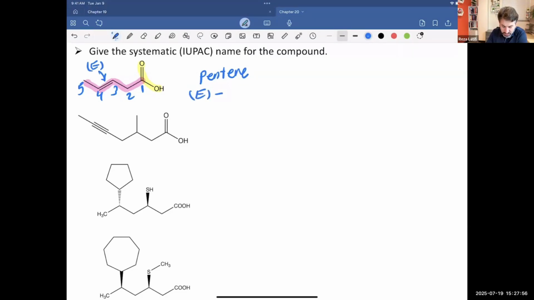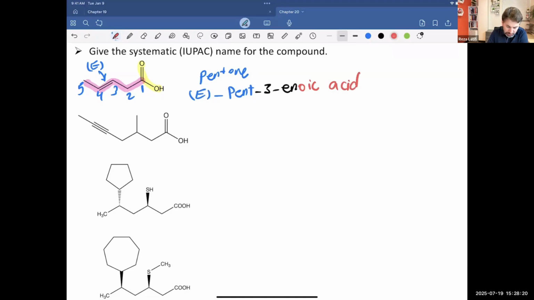Next, on the 3rd carbon, I have a double bond. So I have pent for 5 carbons, and on the 3rd carbon, I have a double bond. So I go EN, and then I will add OIC acid to the end of the name.